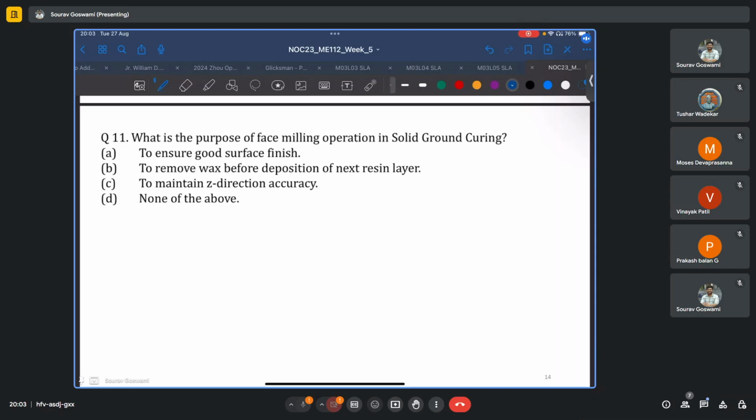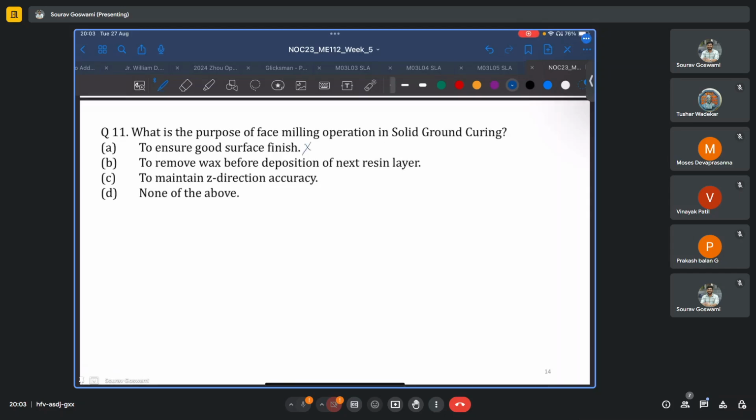Was it to ensure good surface finish? So our wax is really a waste material. We are not building the part out of that wax. So it will not affect the final surface finish because all of it is anyway going to be removed. So option A is incorrect.